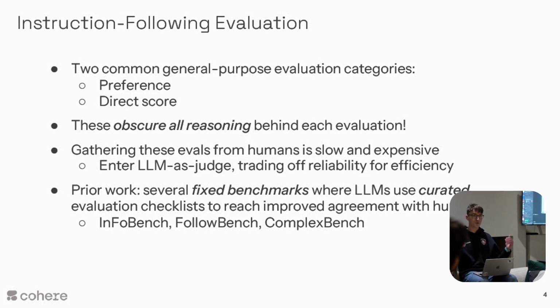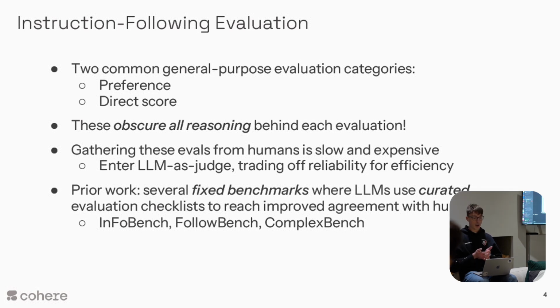The two typical evaluation protocols here are preference and direct score. Either I'm given a pair of responses or more and I want to rank them, or I just want to give all of them a score from 1 to 5, 1 to 10, whatever it is. And these all obscure any reasoning behind the evaluation by default. All I'm left with is a score or a ranking.